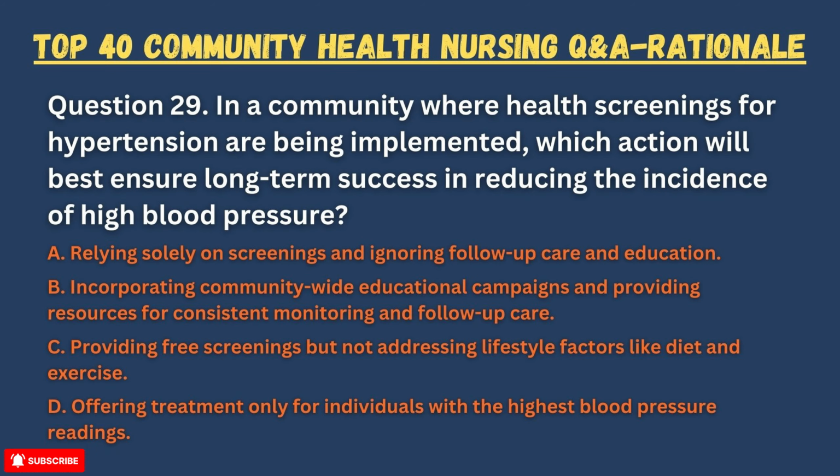Question 29. In a community where health screenings for hypertension are being implemented, which action will best ensure long-term success in reducing the incidence of high blood pressure? A. Relying solely on screenings and ignoring follow-up care and education. B. Incorporating community-wide educational campaigns and providing resources for consistent monitoring and follow-up care.